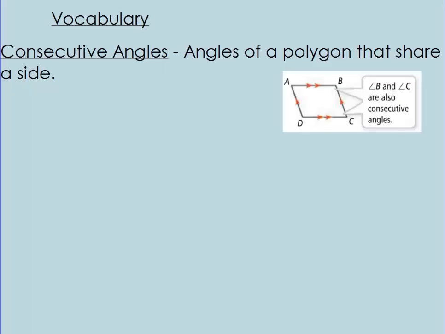One vocabulary word here is consecutive angles. These are angles of a polygon that share a side. So B and C here would be consecutive angles because they share this side right here. A and D would be consecutive angles because they share this side. It's two angles that are next to each other.